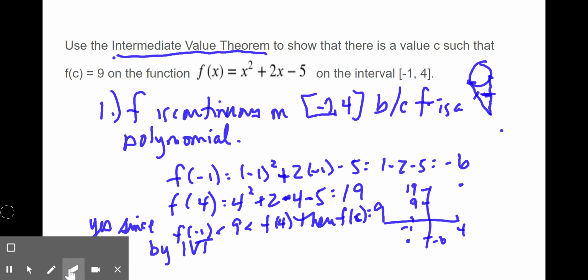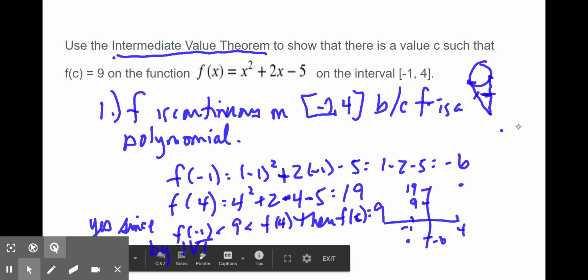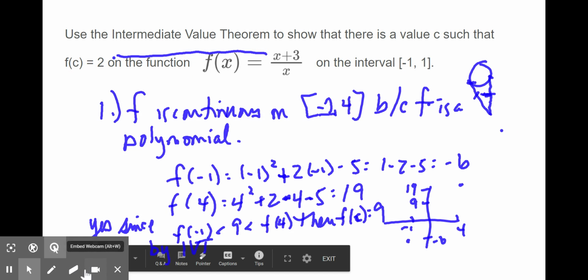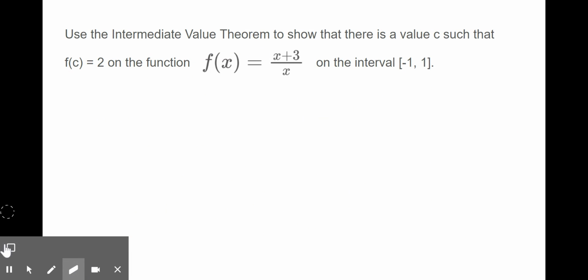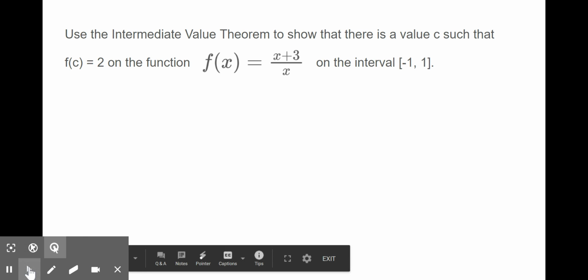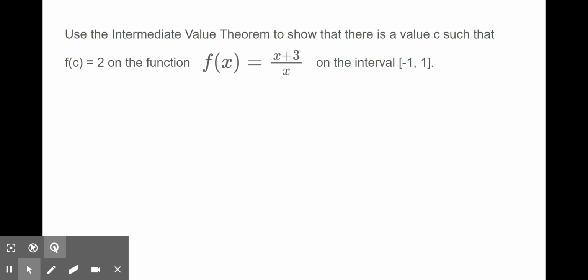All right, now finally, I actually wrote it up here as a slide, but I'm going to make it a question. Let me erase that. I'm going to make it a question for you to answer on Edpuzzle. I want you to work on this question here. Use the intermediate value theorem to show me that there's a value of c such that f of c is equal to 2 on that function on that interval. Okay, so you probably have to write the problem down because I think the video is going to pause and it's going to take this off the screen. So write it down, and that's what I want you to do, and then you're going to respond to that for me.